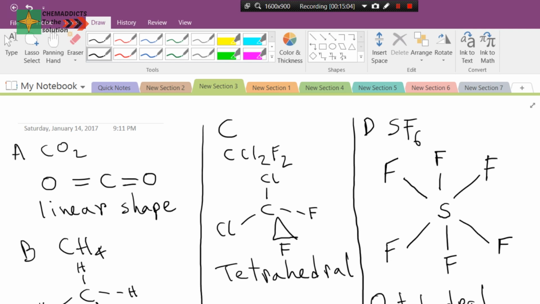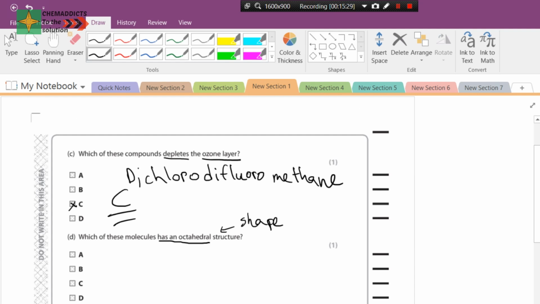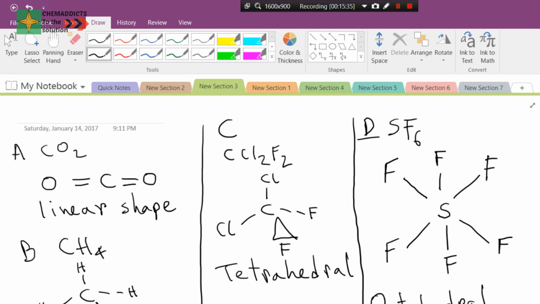So the first option would be a linear shape. The first molecule, carbon dioxide, has a linear shape, the second molecule has a tetrahedral shape, the third molecule has a tetrahedral shape once again, and the fourth molecule has an octahedral shape. So now let's try to answer the question. Which of these molecules has an octahedral shape? So the option would be D.